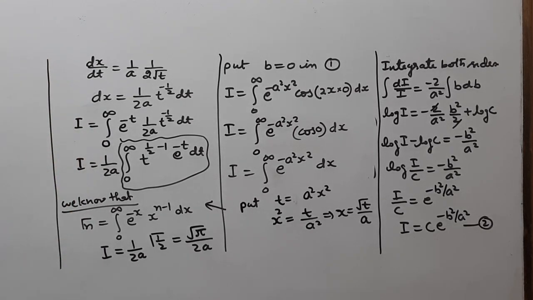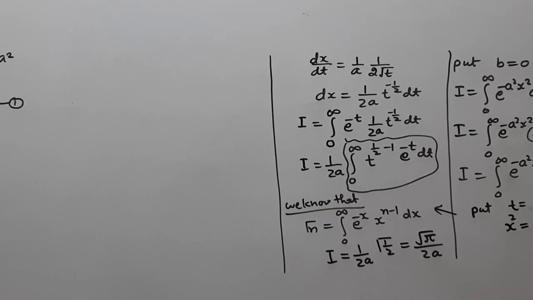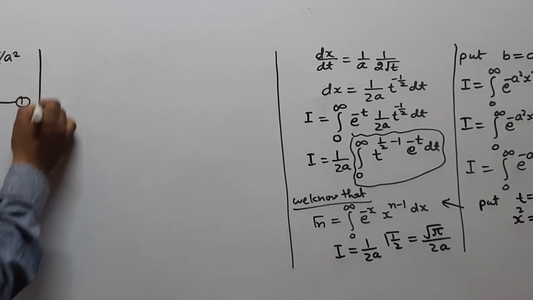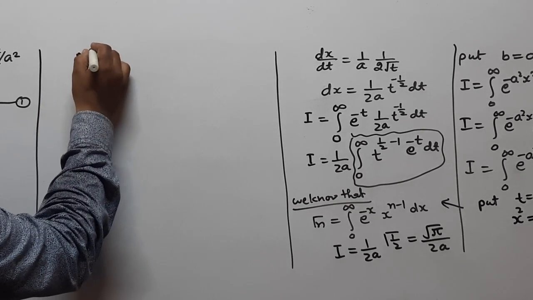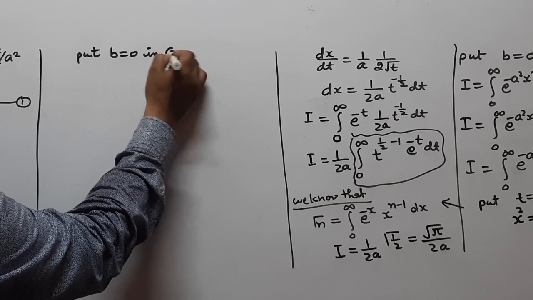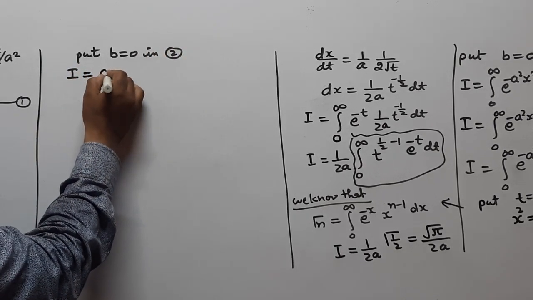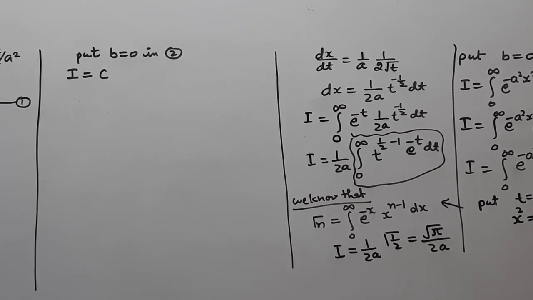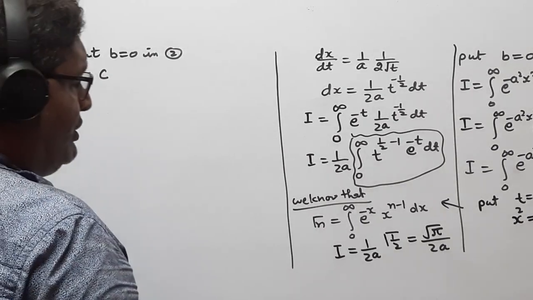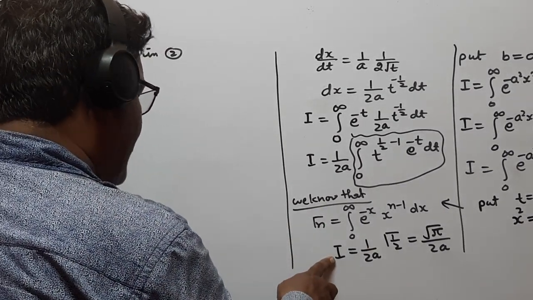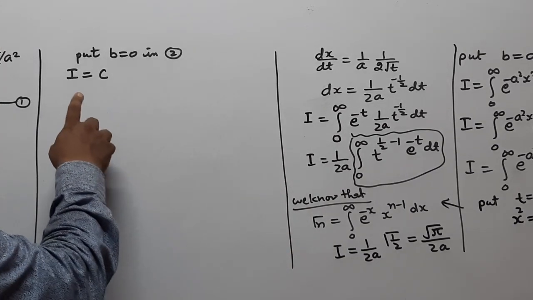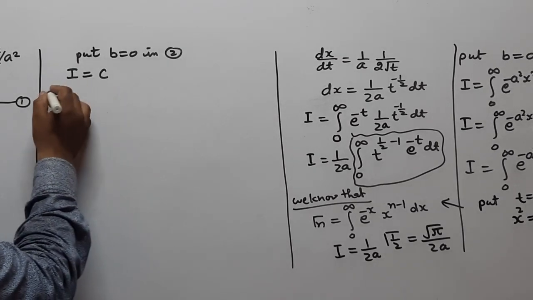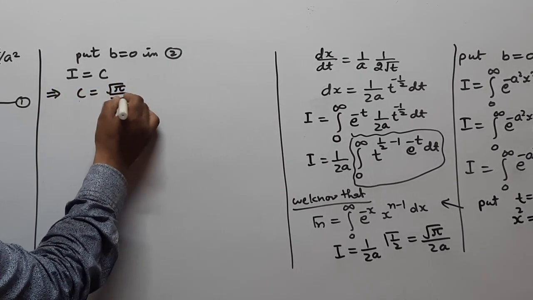So the value of the given integral is root pi upon 2a when b is equal to 0. Now we put b equal to 0 in equation 2, so we get I equal to C, where C is the integration constant. You can see that when we put b equal to 0 in the given definite integral, we get I equal to root pi upon 2a, and if we put b equal to 0 in the second equation, we get I equal to C. That means the value of the integration constant is root pi upon 2a.